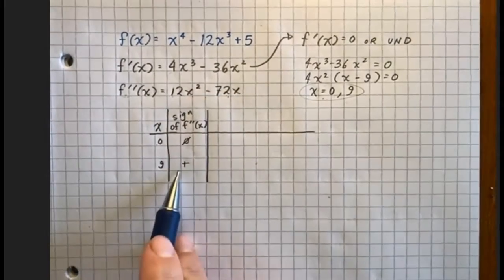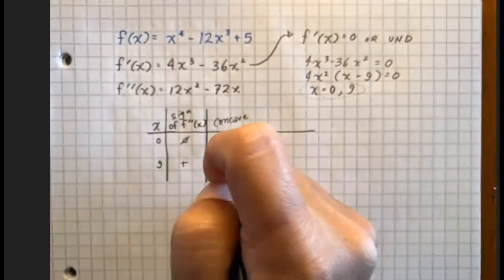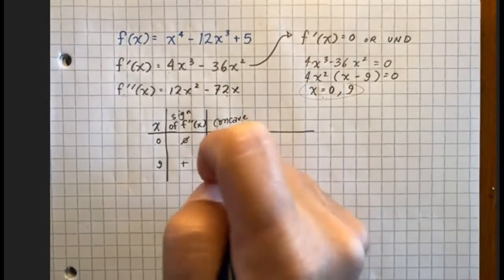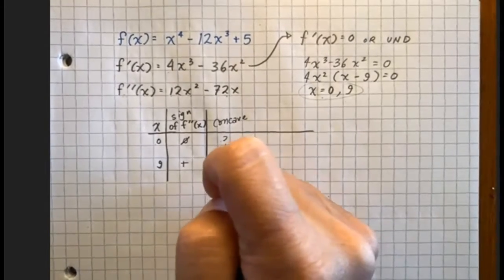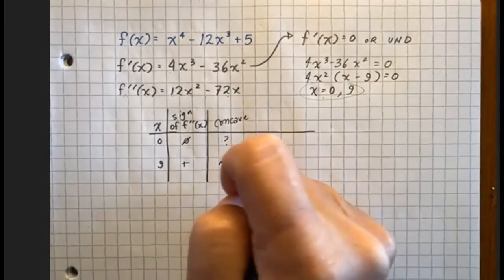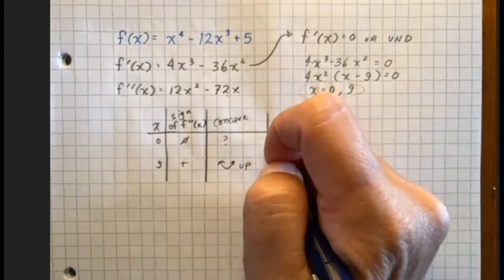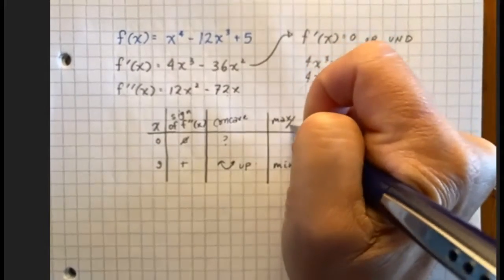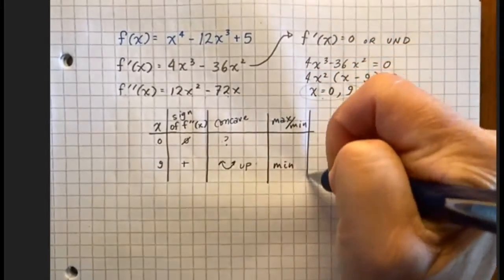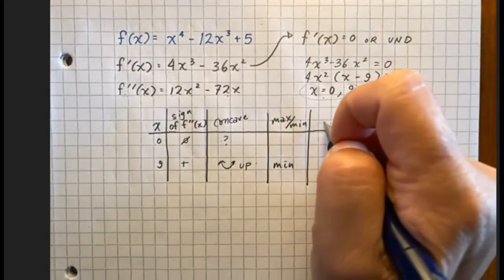Okay, so the positive value means that at 9, the function is concave up. And when it's concave up, it looks like this. In other words, this is going to be a minimum point. And then we just need to know what the function value is here so we can give it to our homework.